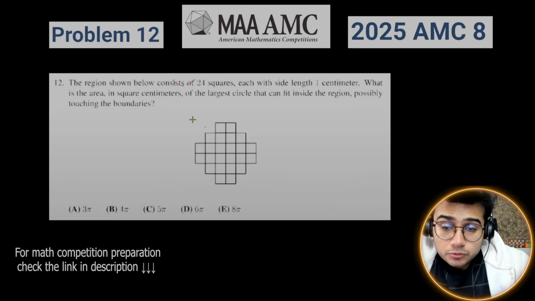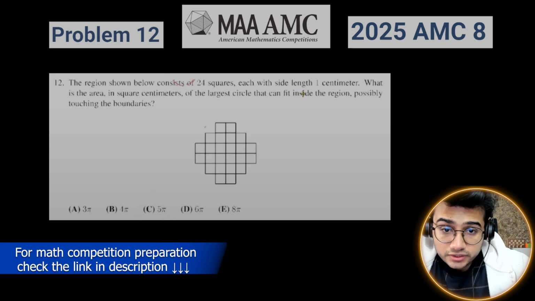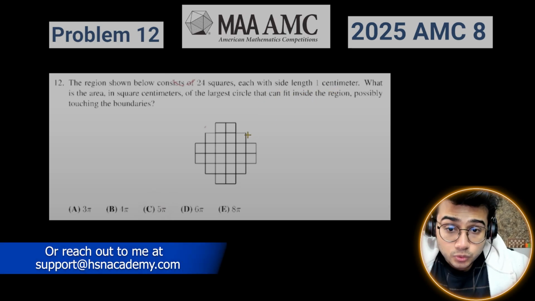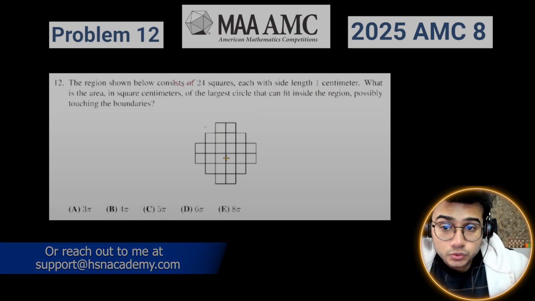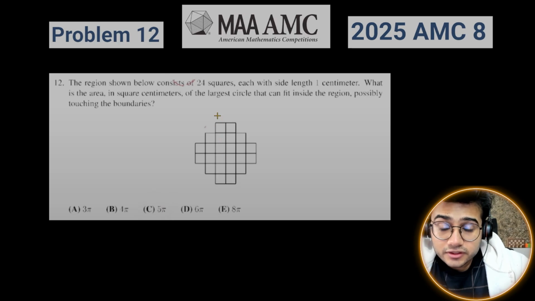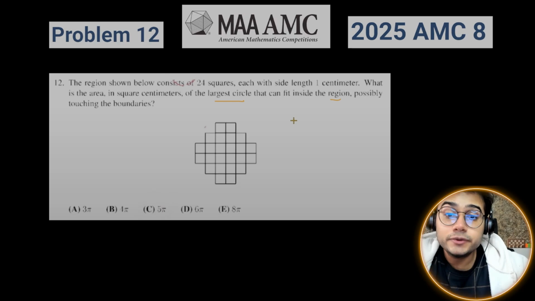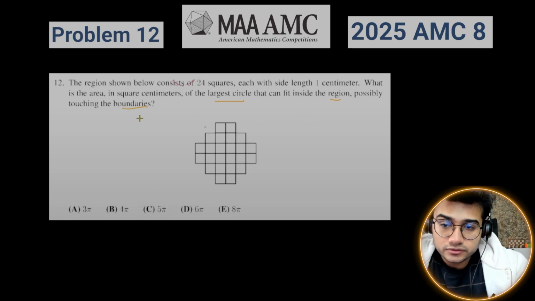Okay, so in this problem we have 24 squares here, and each is of side length 1 centimeter. So these are 1 by 1 squares, and they're saying what is the largest circle that we can fit inside the region. So it cannot spill out, it has to be inside, but it can touch the boundaries. So it can be tangent to them or touch them, but it cannot go outside at all.